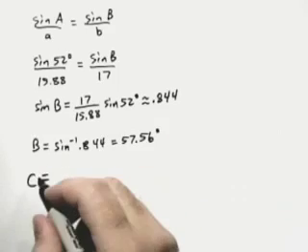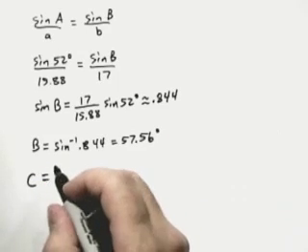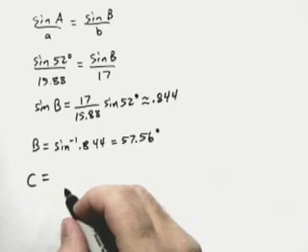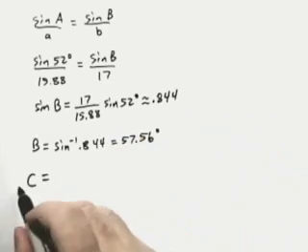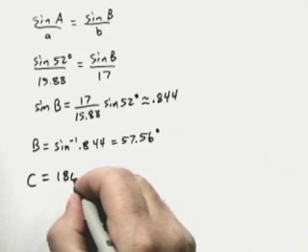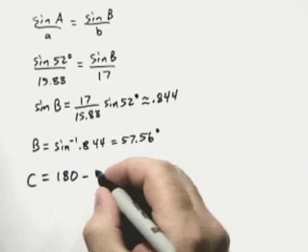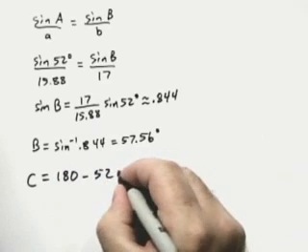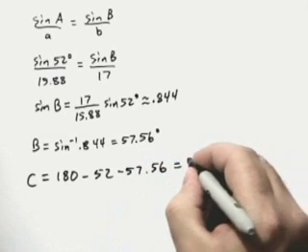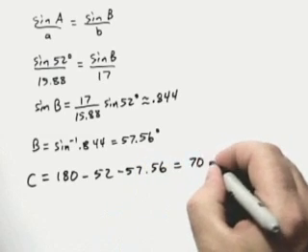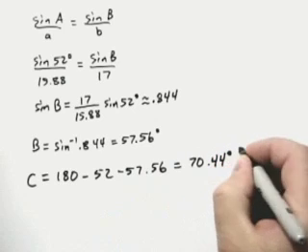The last part is the measure of angle C. Since we know that every triangle has 180 degrees, we were given the measure of one angle, we just found the measure of a second. So our third angle we can get by subtraction. 180 minus 52 minus 57.56 gives us angle C as a measure of 70.44 degrees.